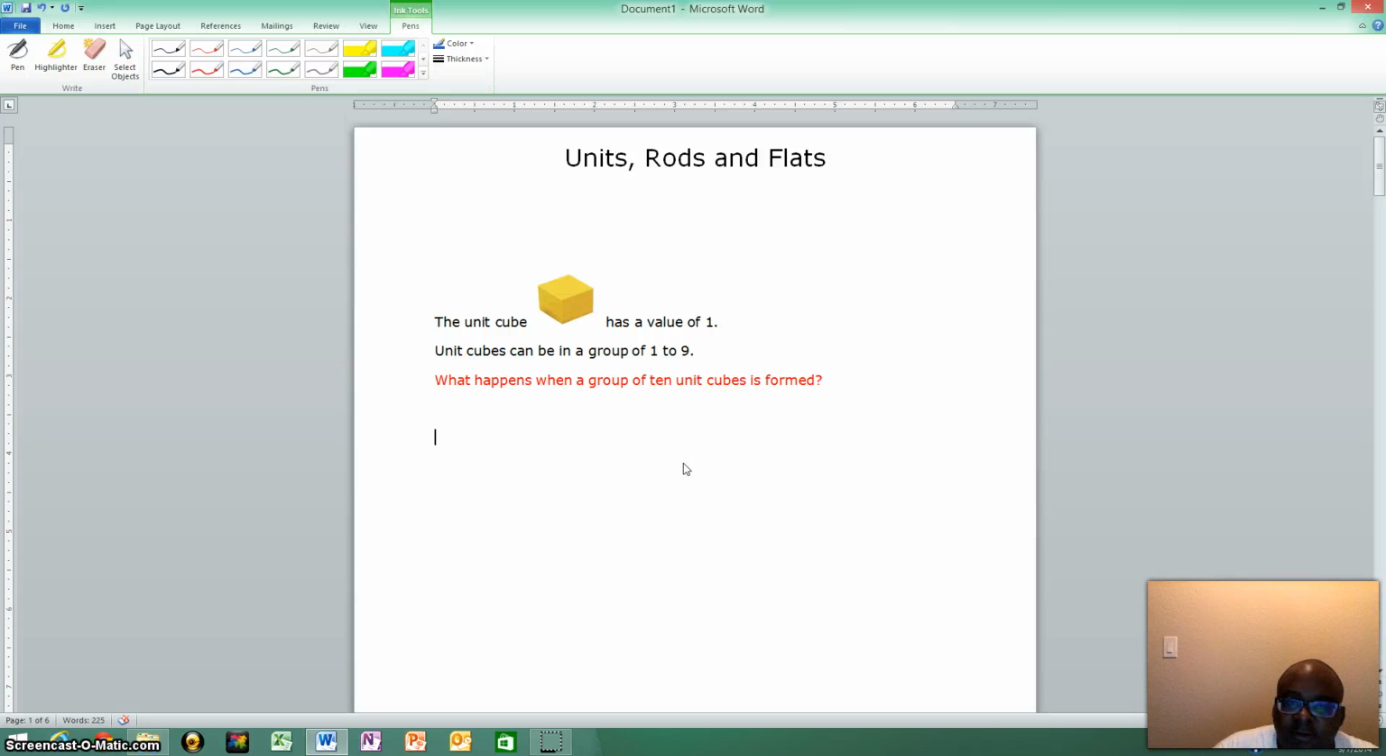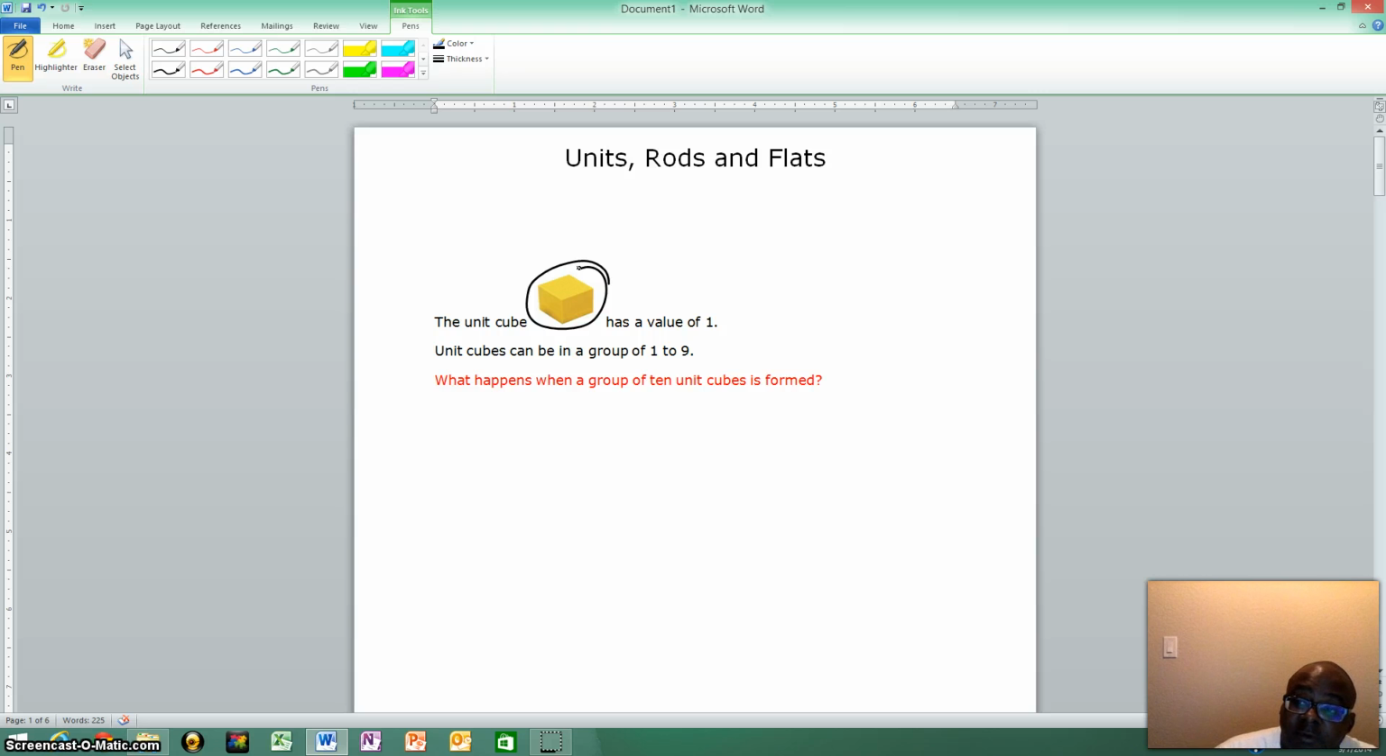Welcome to our lesson on units, rods, and flats. Let's start off with the first thing, a unit, right? So a unit cube, right here, is a cube that usually has a value of 1.